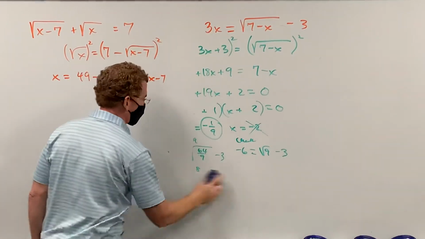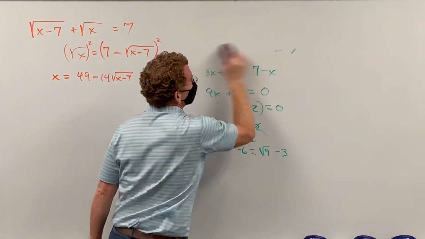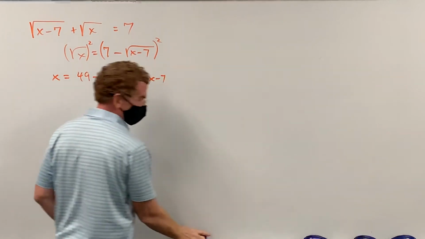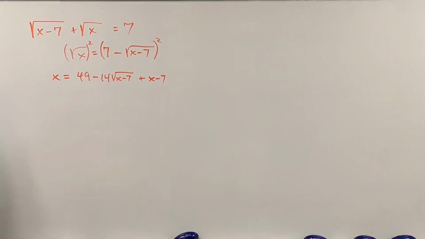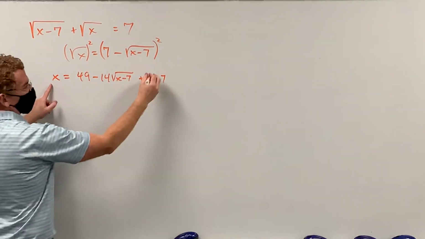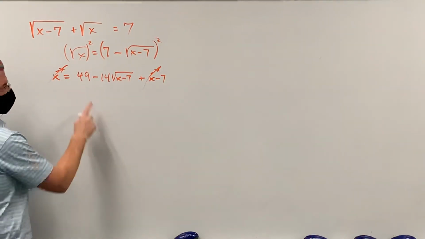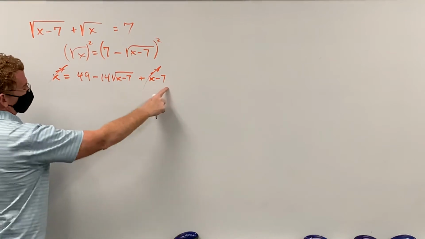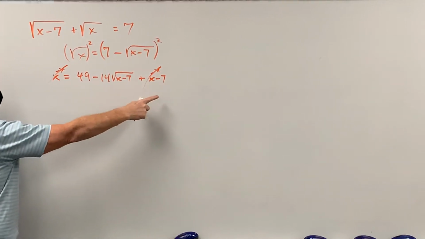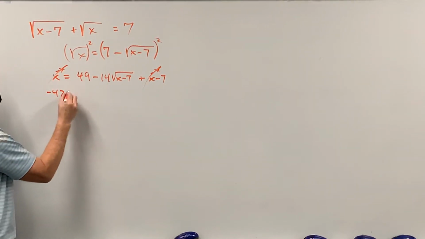So I would advise you, if you can isolate a radical and still square both sides pretty reasonably, do it. Because now I can subtract the x's, which here conveniently just makes them go away. I can take that 49 and that -7, which is 42, right? Subtract that over.